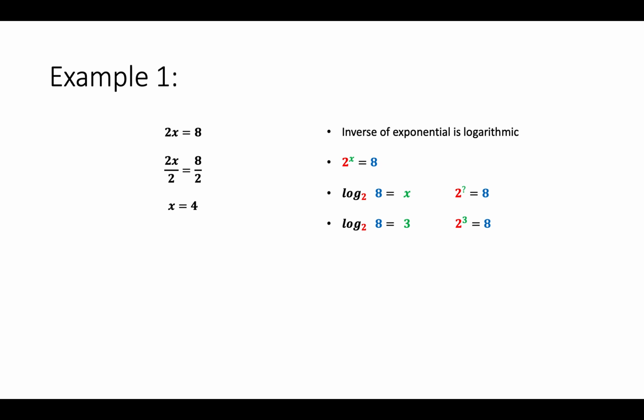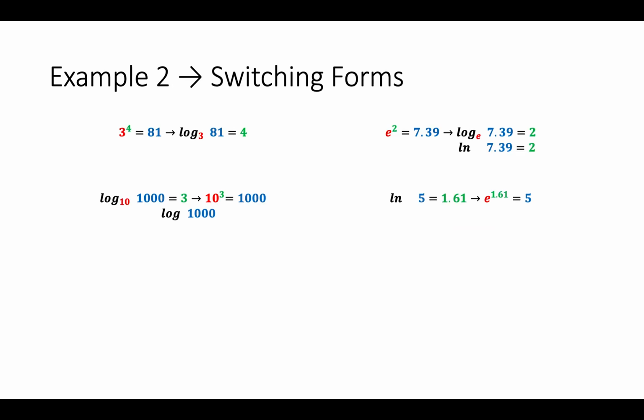Okay, now let's move on to example number 2. Switching forms. Once you get the idea of switching from exponential to logarithms, can you switch it back? The next one is 3 to the 4th power. In your head, you think about 3 times 3 times 3 times 3. So that's 81. Again, make sure you check your multiplication tables. 3 to the 4th power equals 81. So how do I rewrite that into logarithm form?